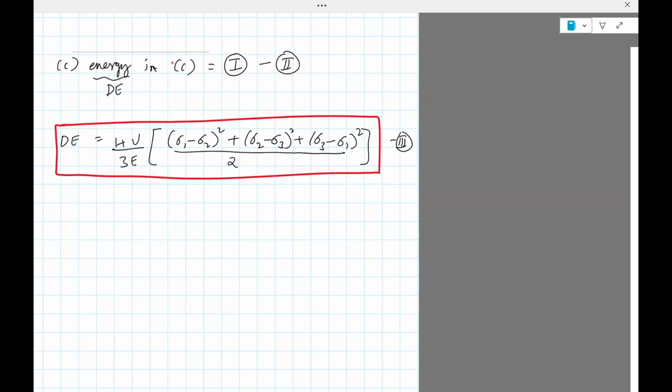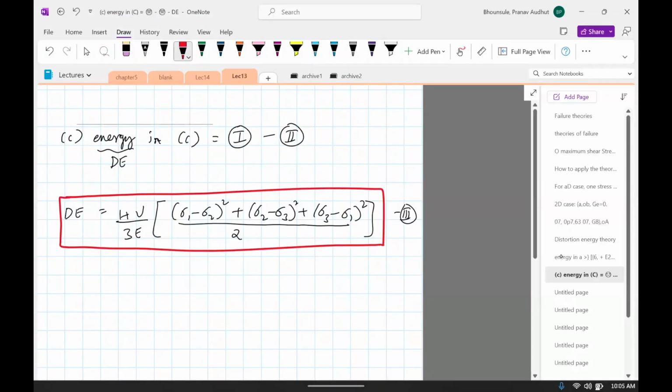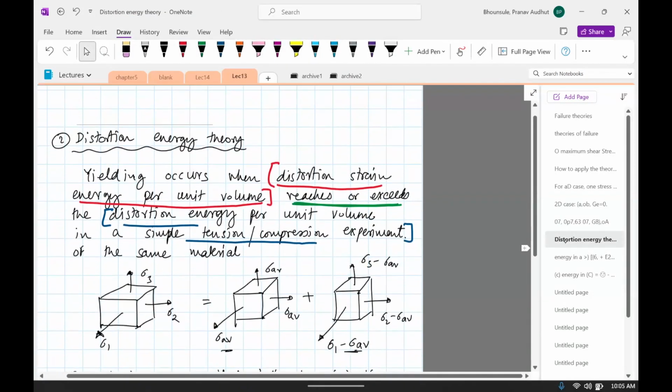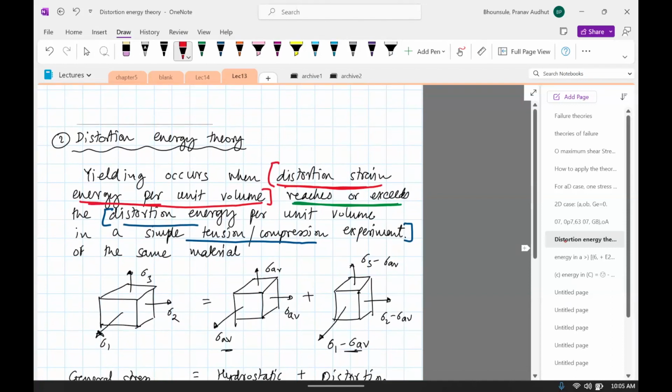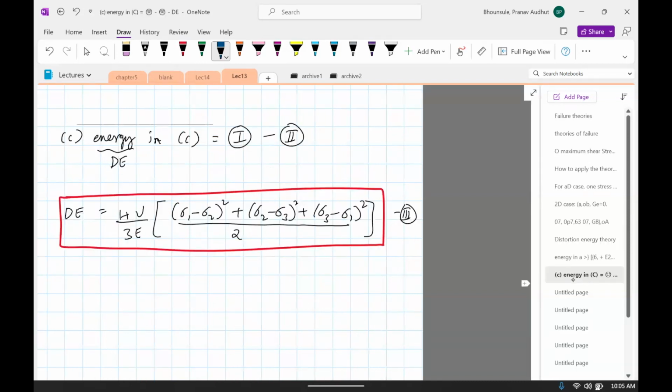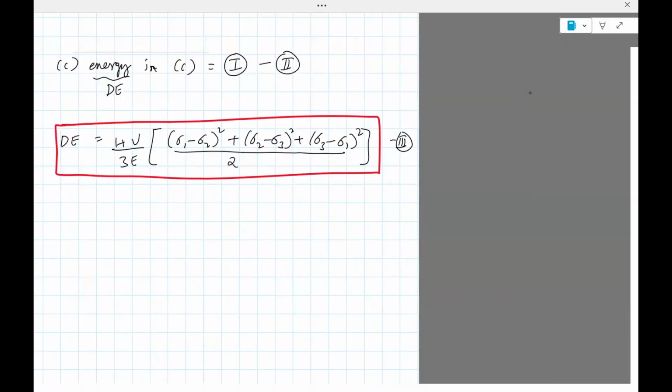Okay, so what we have achieved here is we have computed a formula for the distortion energy per unit volume. That's all we have done. Now, let's do this part. Let's compute the distortion energy per unit volume in a simple tension compression experiment. So, simple tension compression.